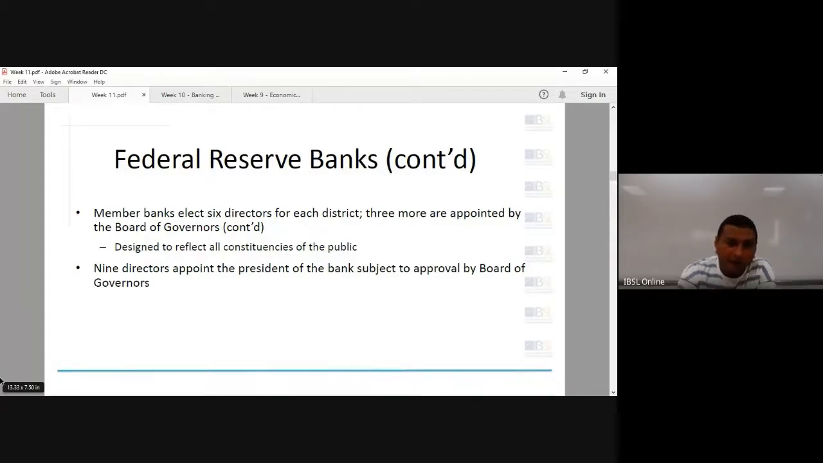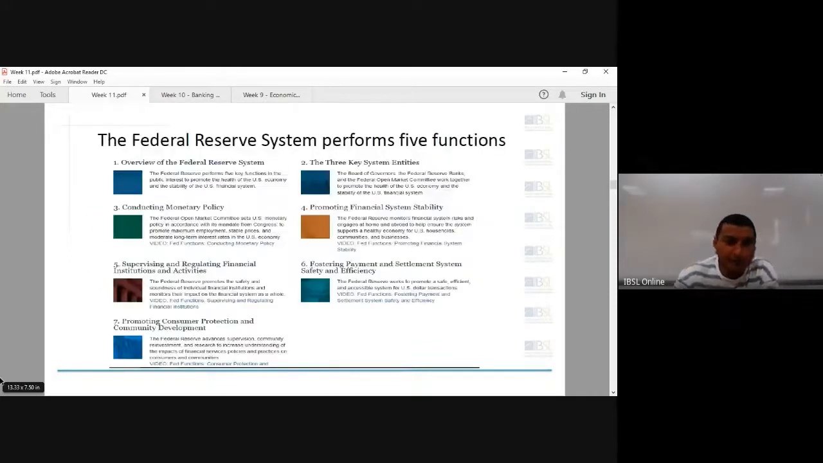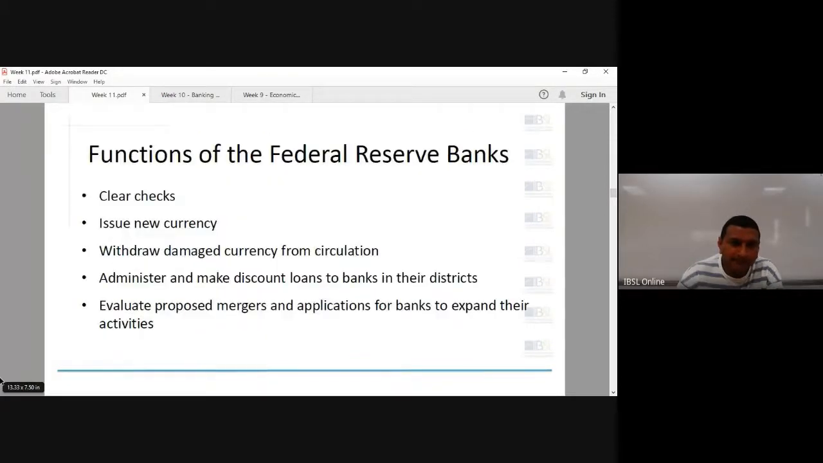Okay. Then, of course, these 9 directors appoint one of them as the president and then get the clearance of the Board of Governors in Washington. And this president, on a rotational basis, becomes a member of the FOMC, except in the case of the President of the Fed Reserve New York, who is always a member of the FOMC. Right. Then you see this Fed Reserve system, right, mainly performs 5 functions. Okay.